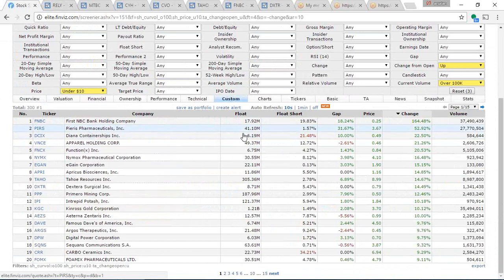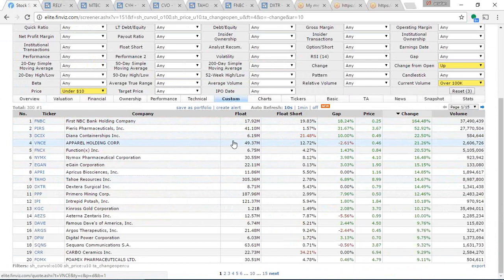So you can also look at the float. Hey, what's the float of the company? Something like this that has a 305 million float will move a lot slower than something that has 6 million or even a 17 million float stock.